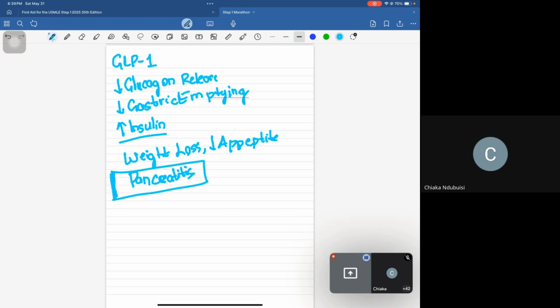And in rats, it has caused medullary thyroid cancer. In rats, it has led to medullary thyroid cancer, right? Now, these things may seem minor, but they are important, right?